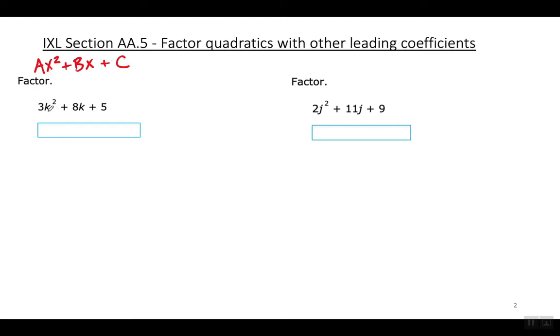All right, so the first thing we're going to do is ask ourselves, what is a times c? A times c equals what? A times c, that means this number and this number. When you multiply this number times this number, what do I get? I get 15, right?